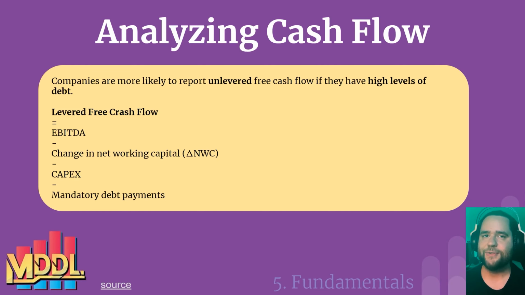Unlevered free cash flow is basically a trick that companies use if they have high levels of debt. It makes their financial statements a little bit more pleasing to the investor's eye. There's a different version of this called the levered free cash flow, and levered free cash flow is that previous term, earnings before interest, taxes, depreciation, and amortization, minus change in net working capital, minus capex, minus mandatory debt payments.